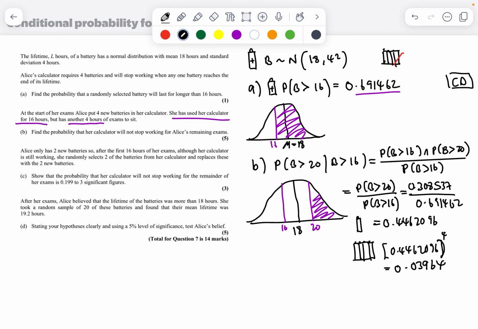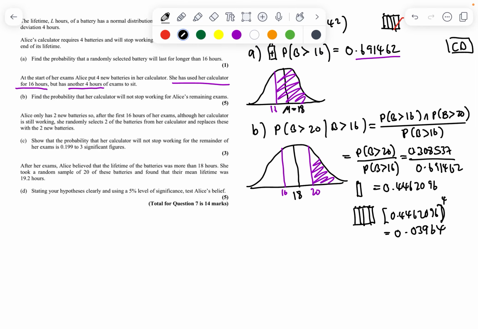Okay, so now for C, we're going to show the probability that our calculator will not stop working for the remainder of the exams to 3 sig figures. Basically, she's got 2 new batteries and 2 old batteries.